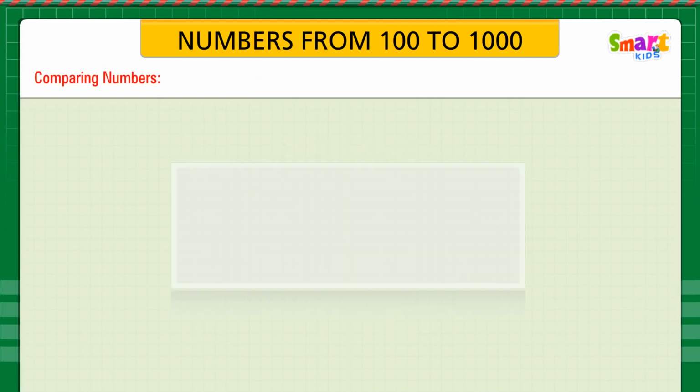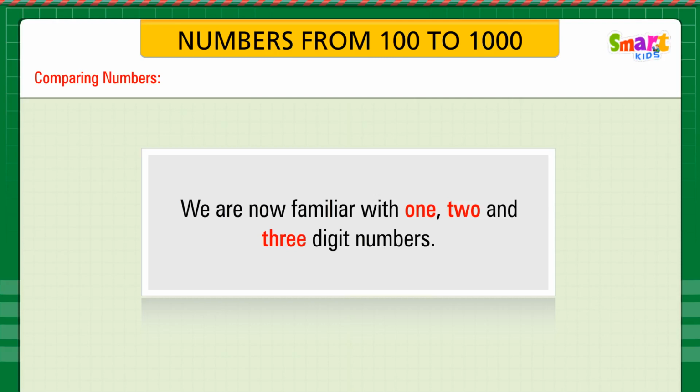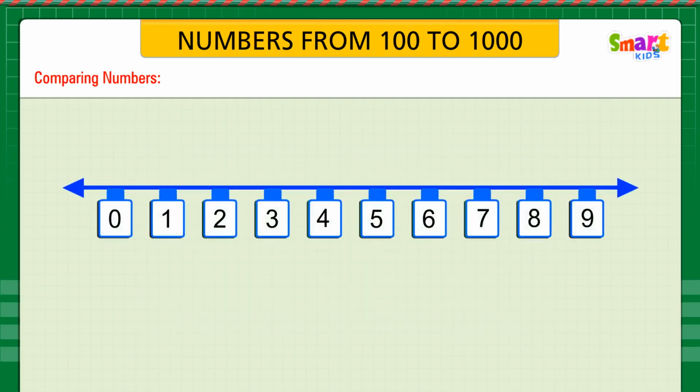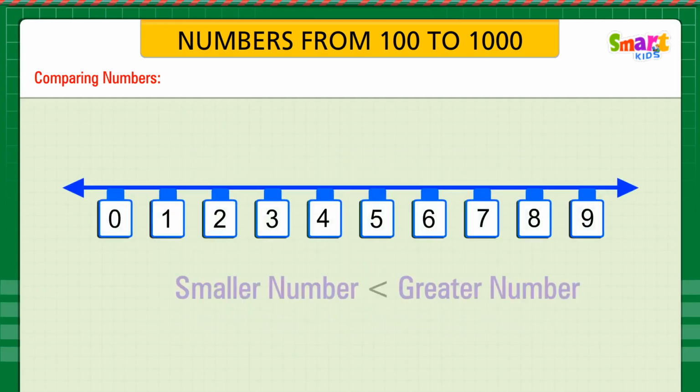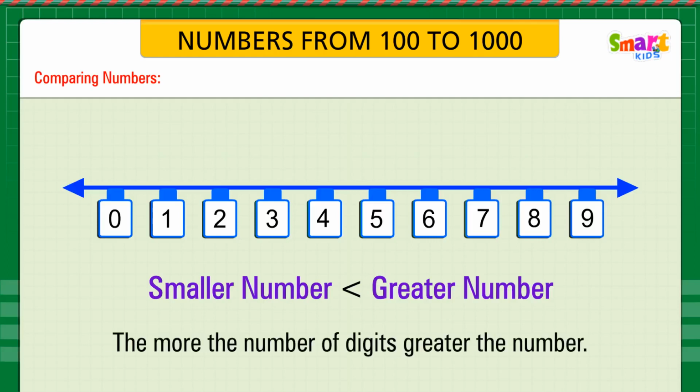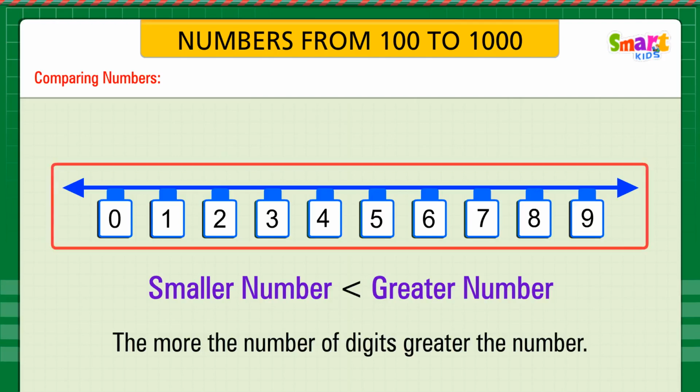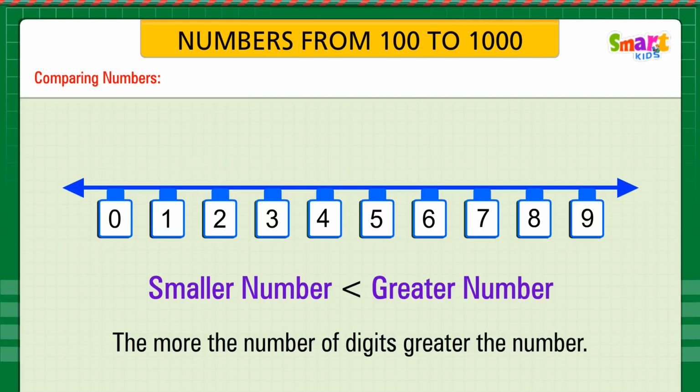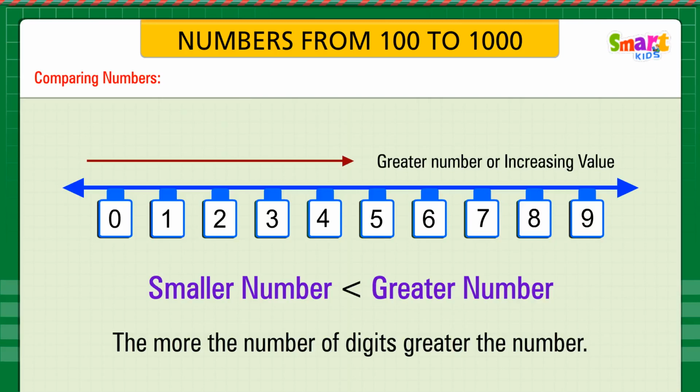Comparing numbers. We are now familiar with 1, 2 and 3-digit numbers. Let us learn to compare them. Smaller number is less than greater number. The more the number of digits, the greater the number. See the picture. To compare 1-digit numbers, we use a number line as shown. The greater the number, the further it will be away from zero. The number line indicates greater number or increasing value.